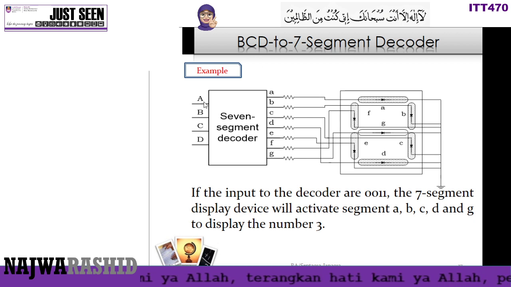Let's say here the input is 0011. That means in decimal it is equal to the number 3. In order to display the number 3, it will activate this segment, this segment, this segment. So A segment, B segment, G segment, C segment, and D segment. So you can read out that the screen display is equal to the number 3.